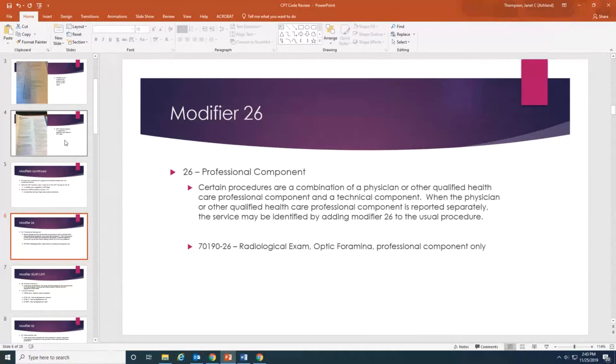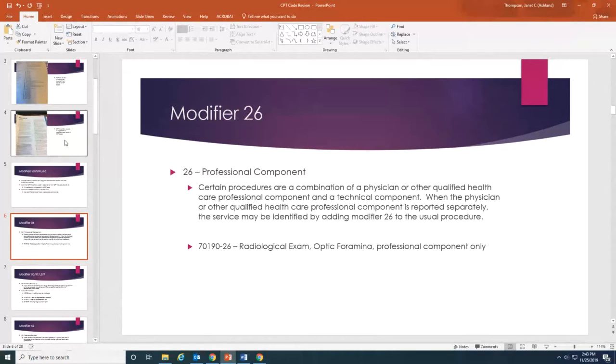So this code is for a radiological exam of the optic foramina, professional component only. So what this means is the doctor billing for this code, all they did was read and give an opinion. They didn't take the film. A radiology code in general has built into its reimbursement the technical and professional component.